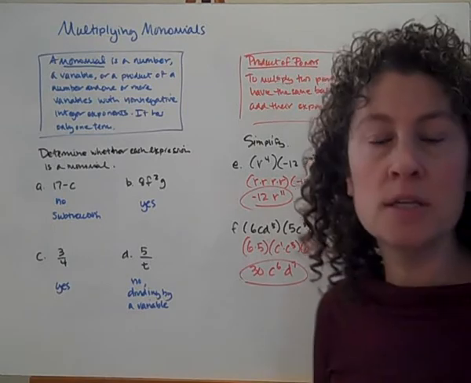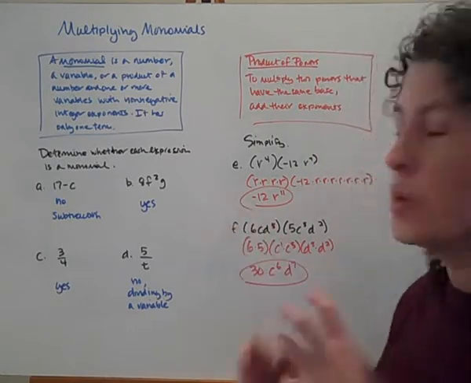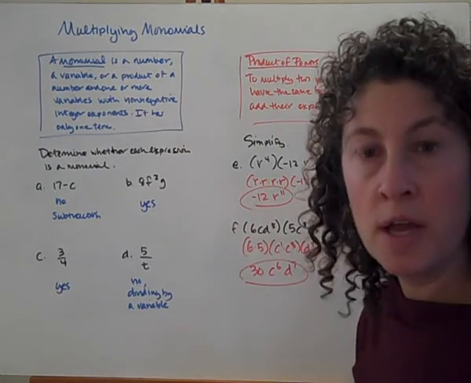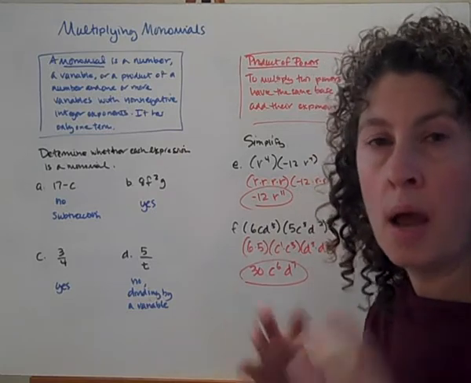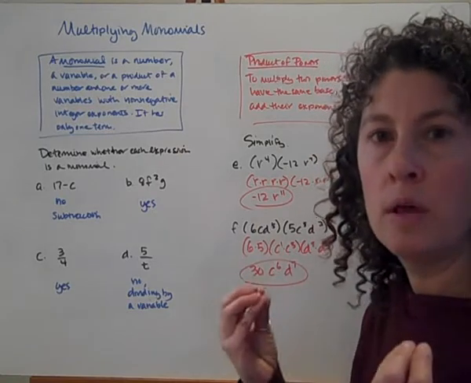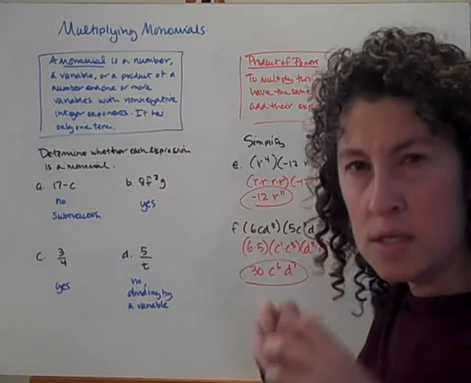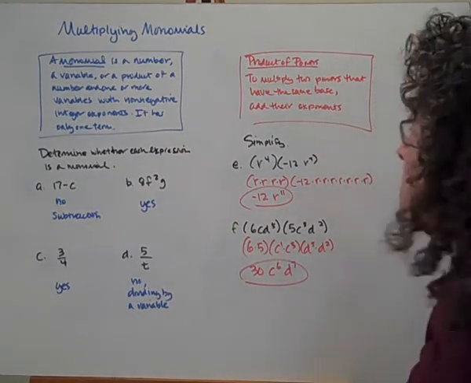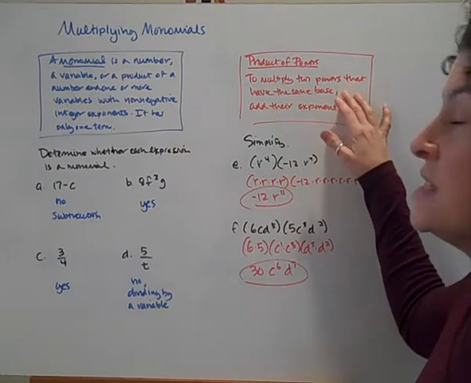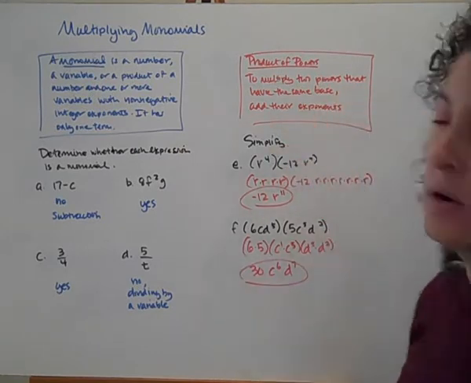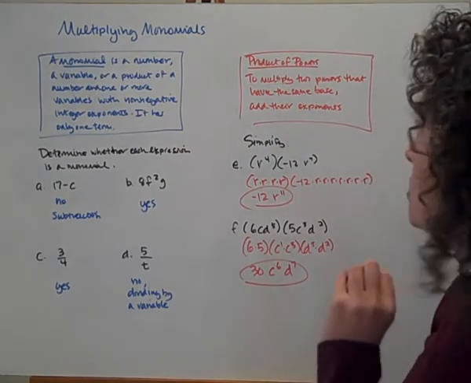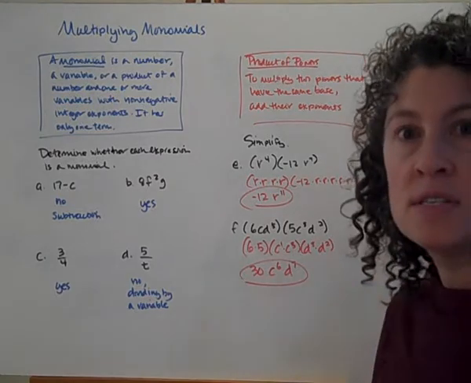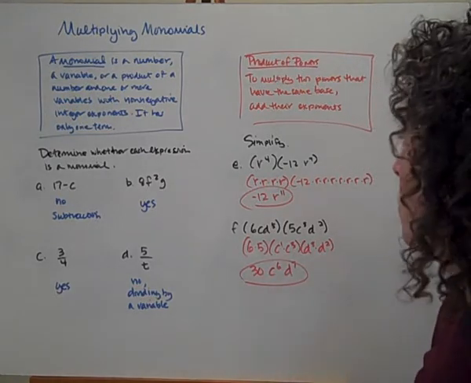All right, let's actually get into some application with our monomials. We're going to start multiplying some monomials together, and we want to see how those work and how we can actually think about them if we really look into the detail. So we're going to start with the product of powers. To multiply two powers that have the same base, add their exponents, and keep that base. Just a reminder that it has to have the same base in order for this to work.